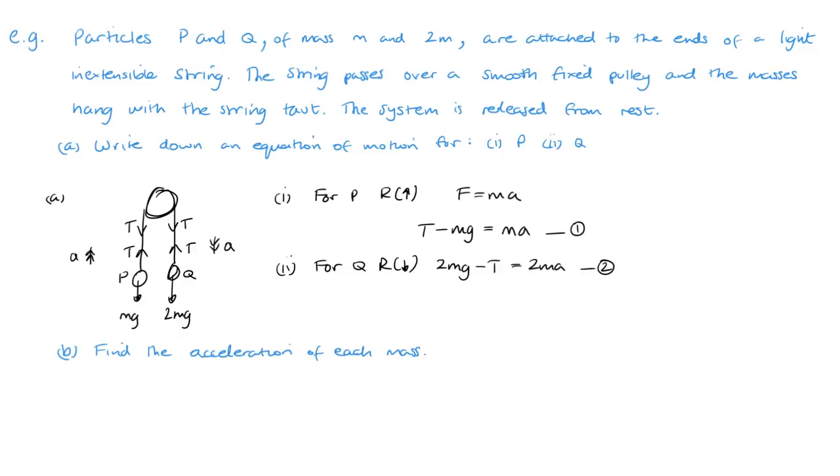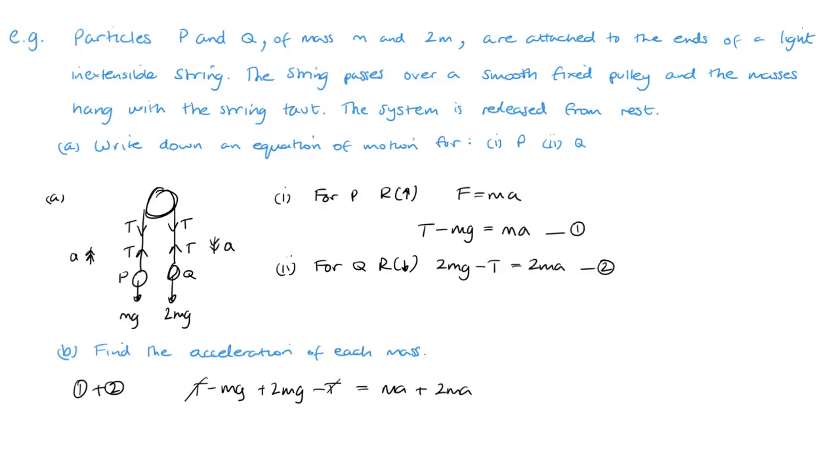Now, B is find the acceleration of each mass. Now, the acceleration of each mass is going to be the same. And what I want to do is eliminate T because that's one of my other unknowns. So if we do 1 plus 2, then that gives me T minus mg plus 2mg minus T equals ma plus 2ma.